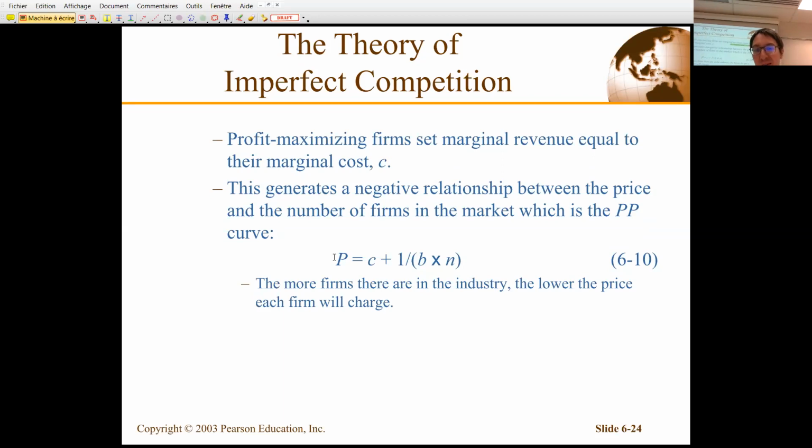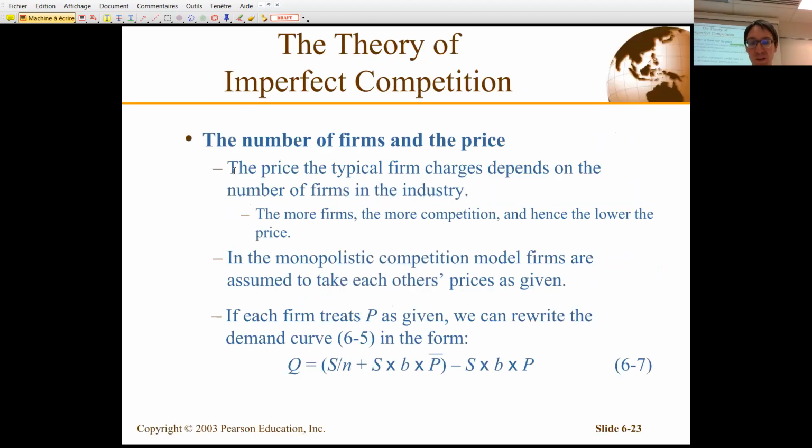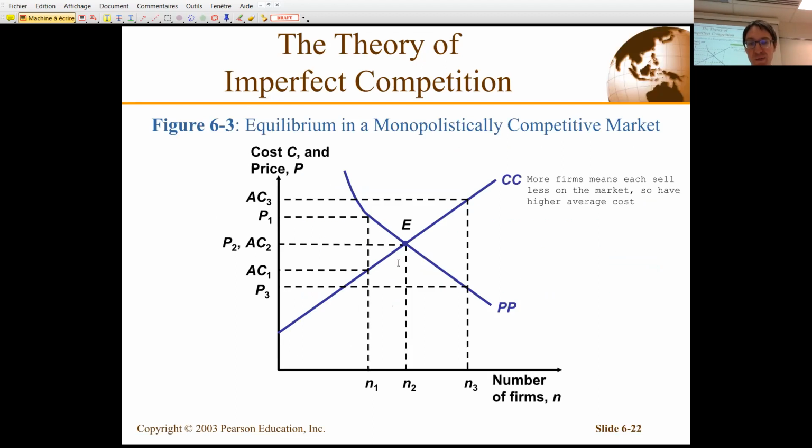So here there's this negative relation between the price and the number of firms because of increased competition. Sorry about that. I was planning to use two screens to make sure that everything is fine, but all right. So the number of firms is when, of course, the two relations cross. So we have this relation and this relation. So this is more firms.